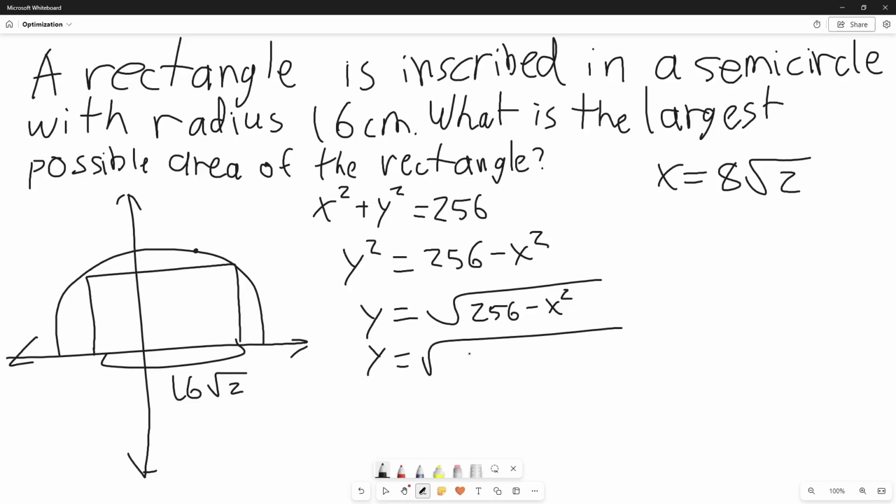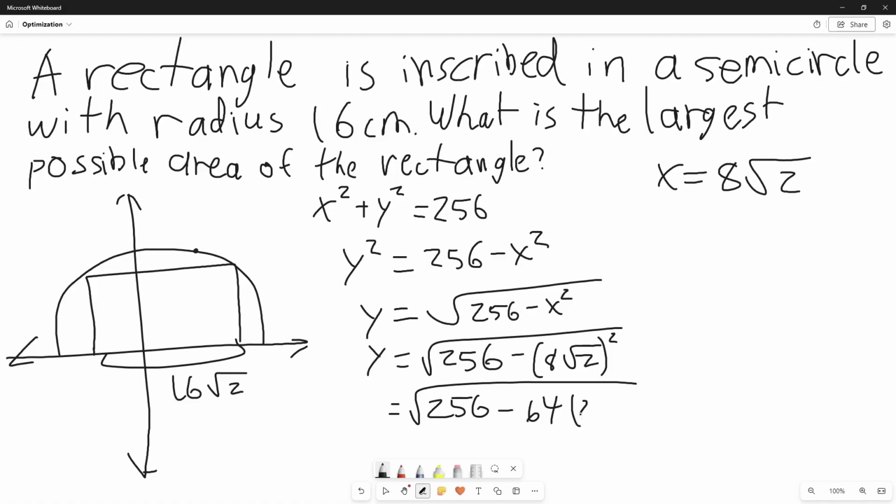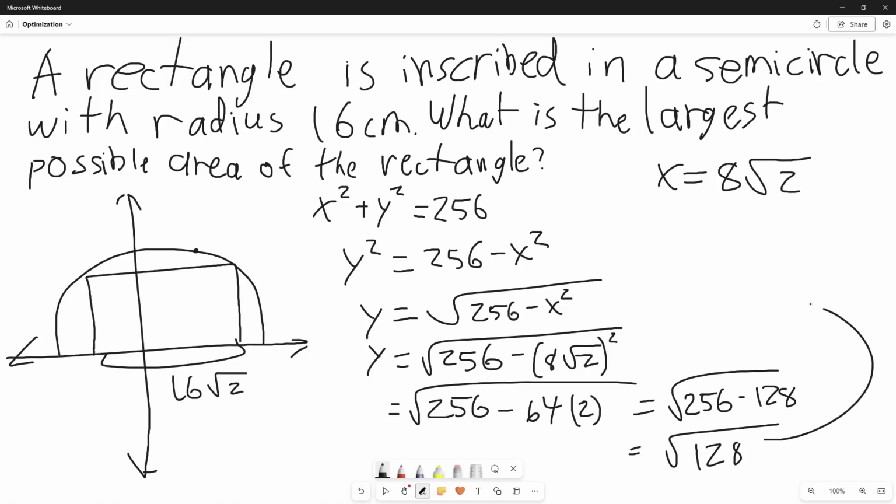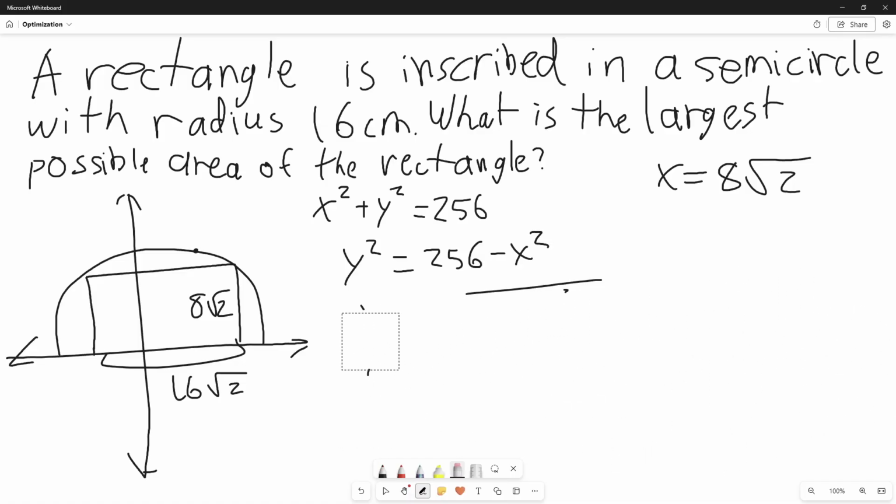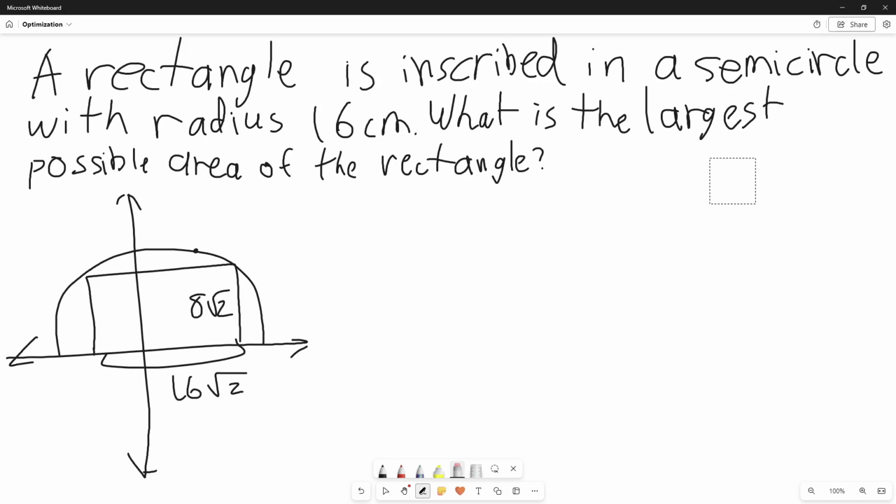And let's plug in that for x. y is equal to the square root of 256 minus 8 square root of 2 squared, which is equal to the square root of 256 minus 64 times 2, which is equal to the square root of 256 minus 128, or the square root of 128. We already simplified this earlier, so y is also going to be 8 times the square root of 2. So now we have both of our dimensions. The width is 16 times the square root of 2, and the length is 8 times the square root of 2, or vice versa, whatever you want to call the length and width.